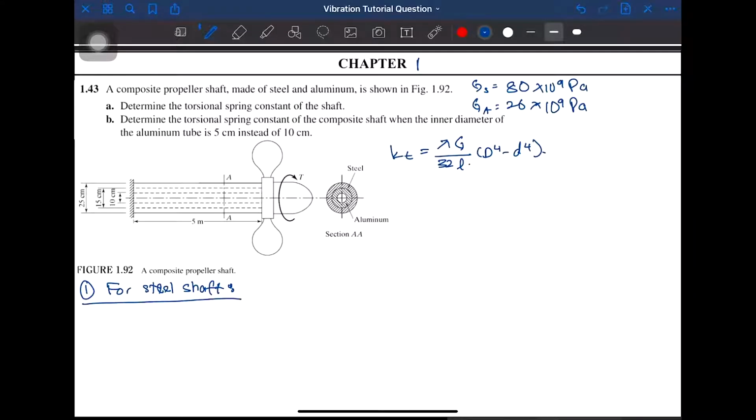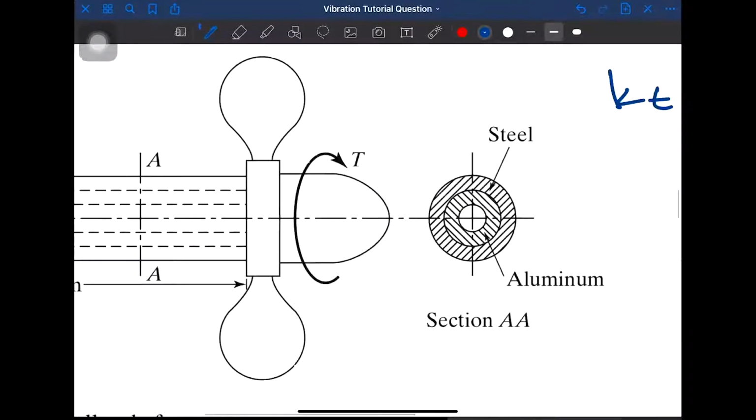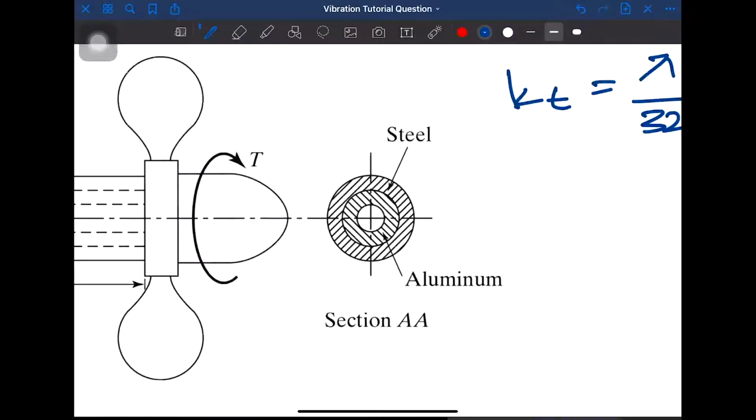So for the steel shaft here, these are the diameters and this is the cross-sectional diagram. Steel is the outermost layer. So the big diameter and the small diameter is this one. This is the big diameter for the steel, and this is the small diameter for the steel. Can you see the difference?